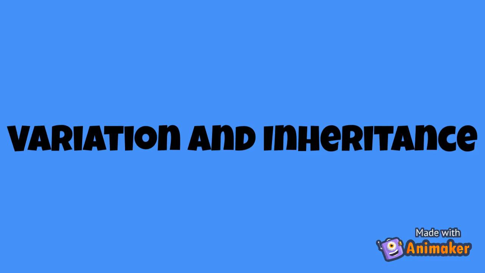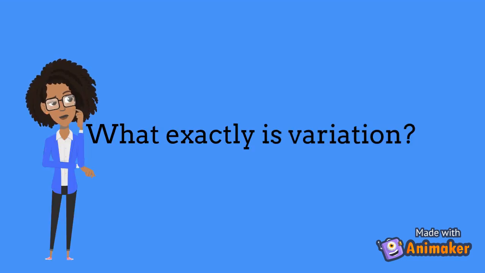Today's video is going to be about variation and inheritance. First, we're going to talk about variation to make sure you understand exactly what it is. Variation refers to the characteristics of a species that are different. So for example, things like height or eye color. You probably don't have the same eye color as all your friends or even the same height. That's variation.